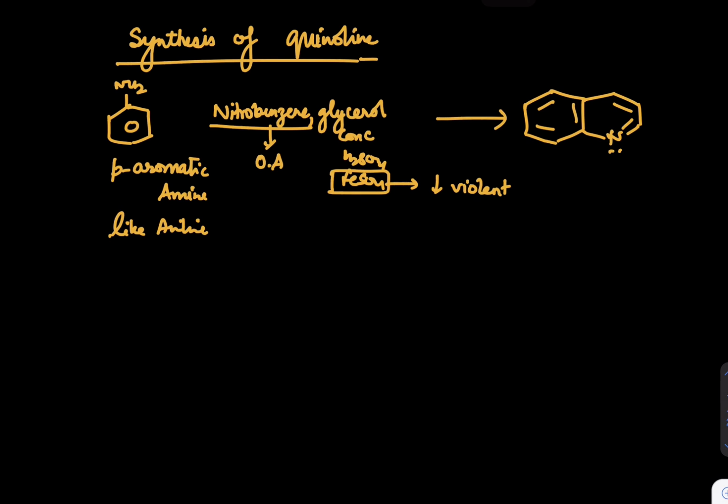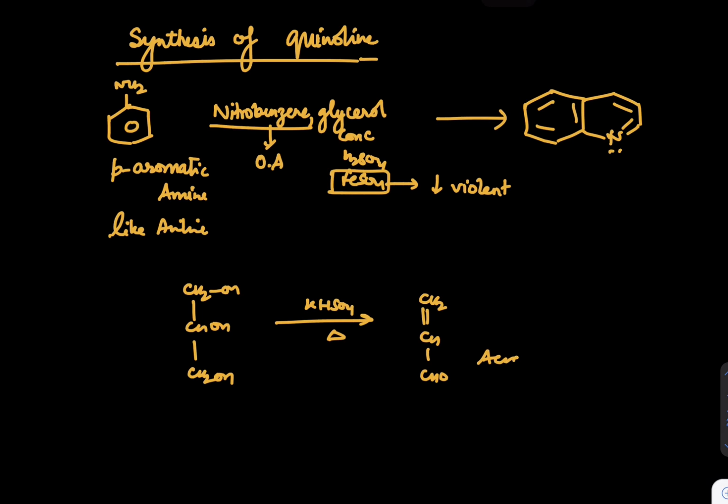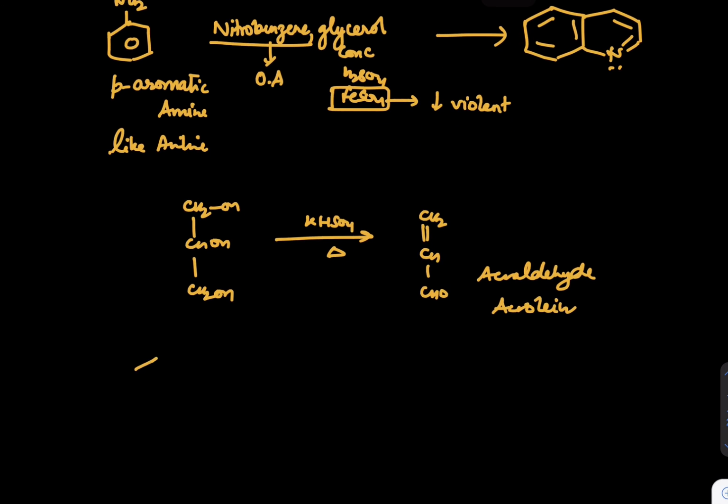So what is the mechanism of this reaction? In this reaction, because there is no certain reaction mechanism for this, it is generally believed that the first step of the reaction is conversion of glycerol into acryldehyde. And we know if you draw glycerol, which is CH2OH, CHOH, CH2OH, with the presence of KHSO4 and heating, it becomes CH2=CH-CHO, which is called acryldehyde or acrolein. This is also called acrolein, right? So this acrolein is coming up and reacting on aniline in this particular reaction.